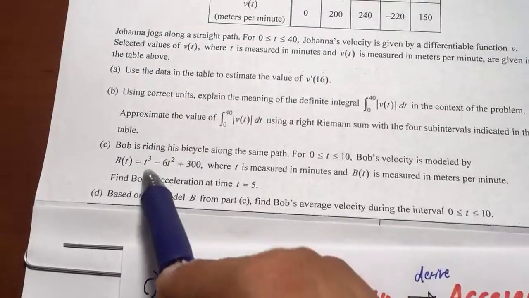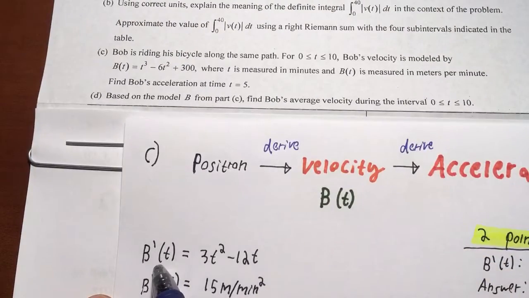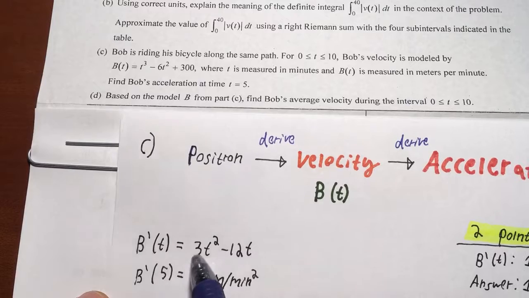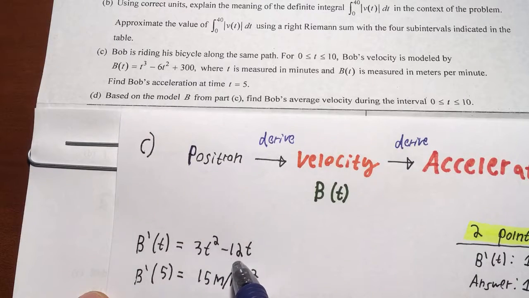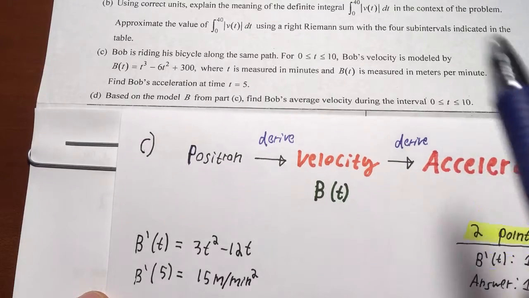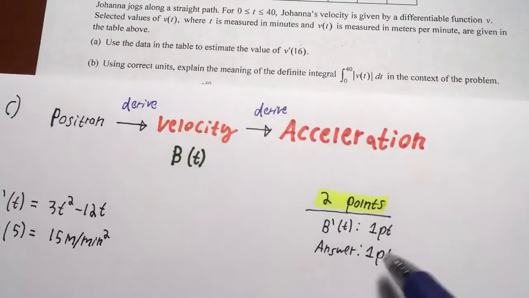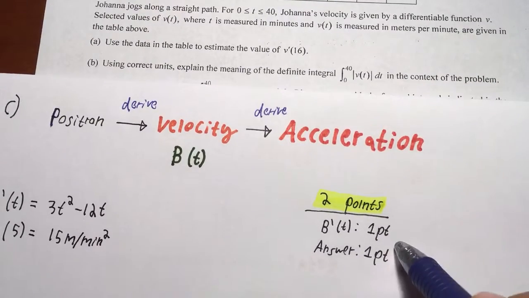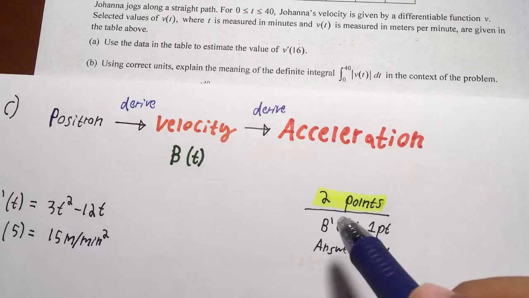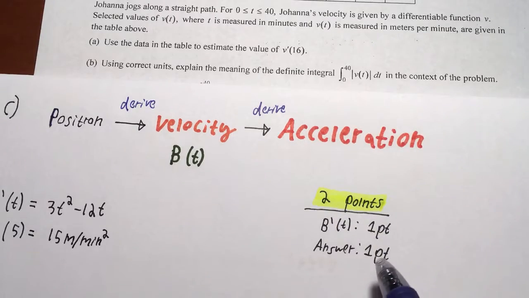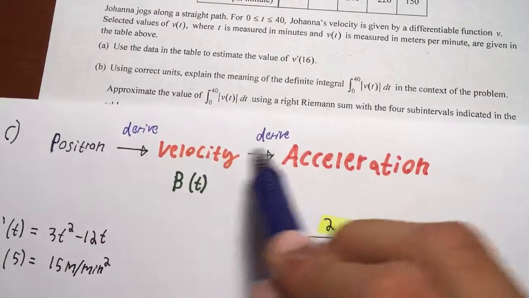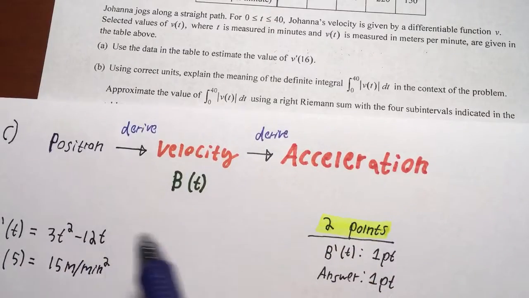So doing a basic power rule, I find that b prime, not b double prime, is 3t squared minus t, and I simply plug in t equals 5, and I get 15 meters per minute squared because it's acceleration. Again, 2 points: 1 point for the actual answer, but the point comes in from knowing it's b prime, not b double prime, because the relationship here explains why you take the first derivative, not the second derivative.